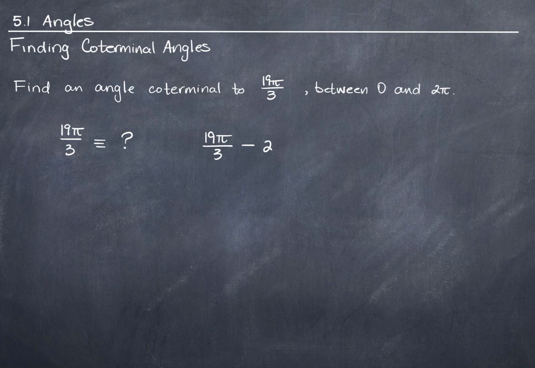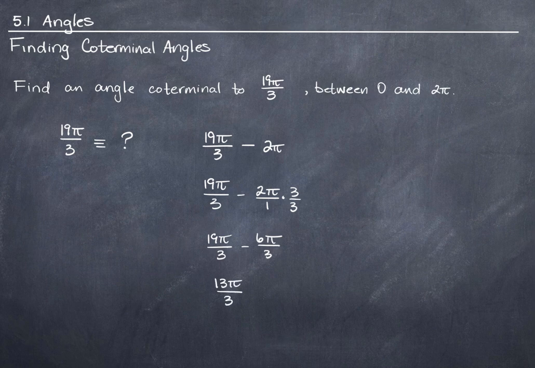So this is just a case of doing some arithmetic. You could do this on a calculator, but you have to be careful with pi because you're going to get an estimate. I want this in terms of exact values. So I'm going to rewrite this problem, first of all, as 2 pi over 1, and then I'm going to multiply it by 3 over 3. And that gives me 19 pi over 3 minus 6 pi over 3, and that is 13 pi over 3. So 19 pi over 3 is coterminal, is equivalent to 13 pi over 3.